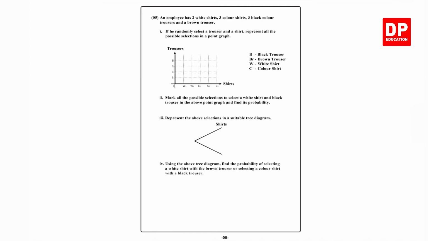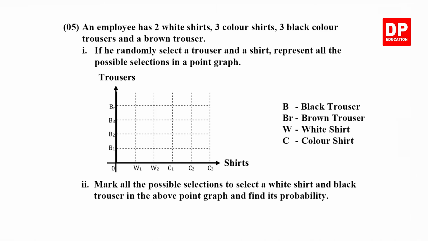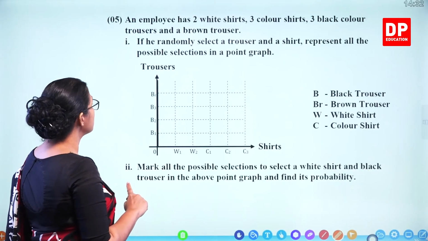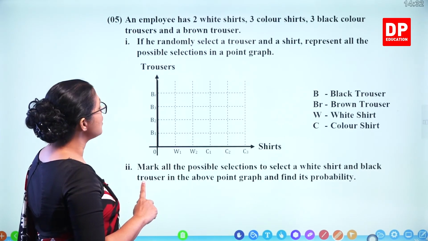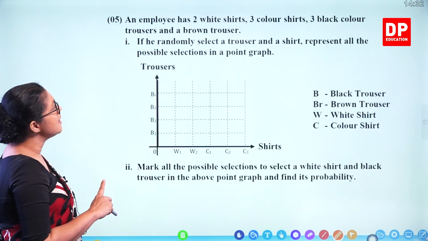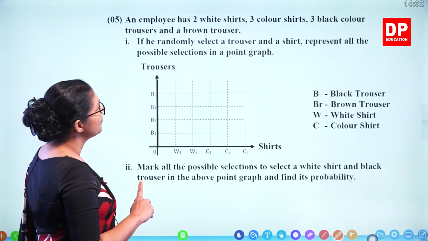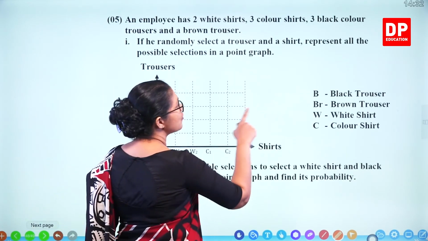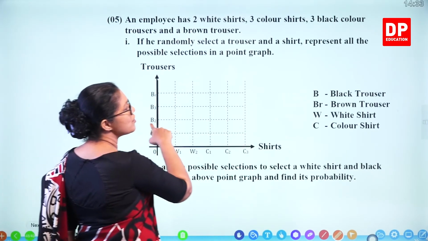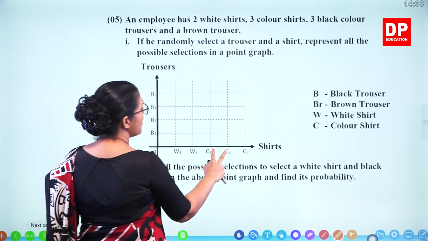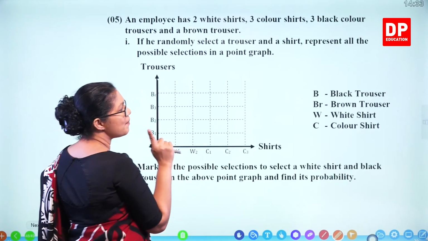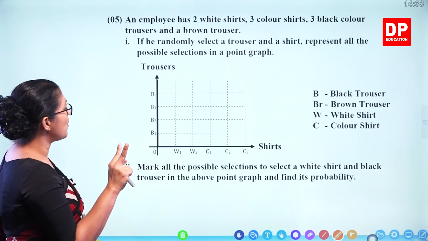Now you can do the last question, that's probability and sample space diagrams. An employee has 2 white shirts, 3 color shirts, 3 black trousers and 1 brown trouser. If we randomly select a trouser and a shirt, represent all the possible selections in a point graph. So B, I can write black trouser, B1, B2, B3, and Br for brown trouser. Color shirts, C1, C2, C3, and white ones I can put W. So 2 white ones and 3 color.